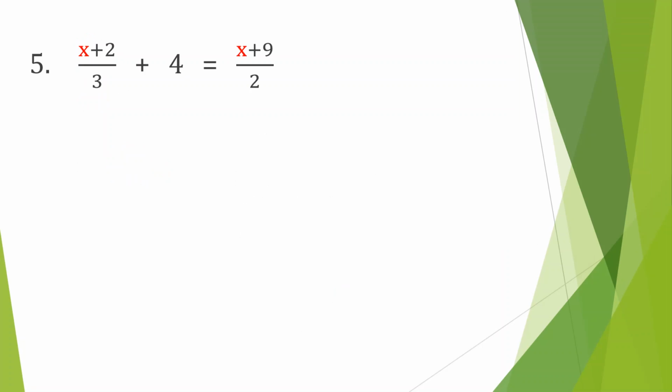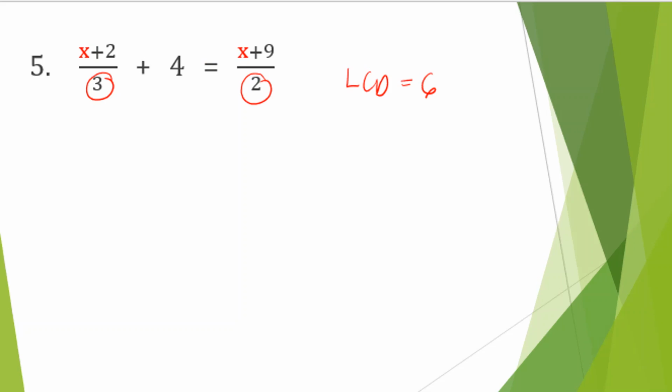Number 5. x plus 2 all over 3 plus 4 is equal to x plus 9 all over 2. Again, the first step in solving rational equations is to eliminate the rational expressions in the equation by multiplying both sides of the equation by the LCD. The LCM of 3 and 2 is 6, so we will use this as the LCD. The next step is to multiply both sides of the equation by the LCD, which is 6.